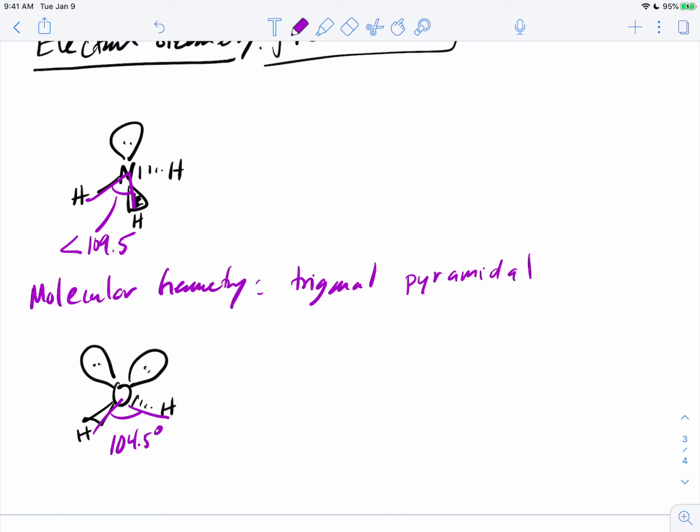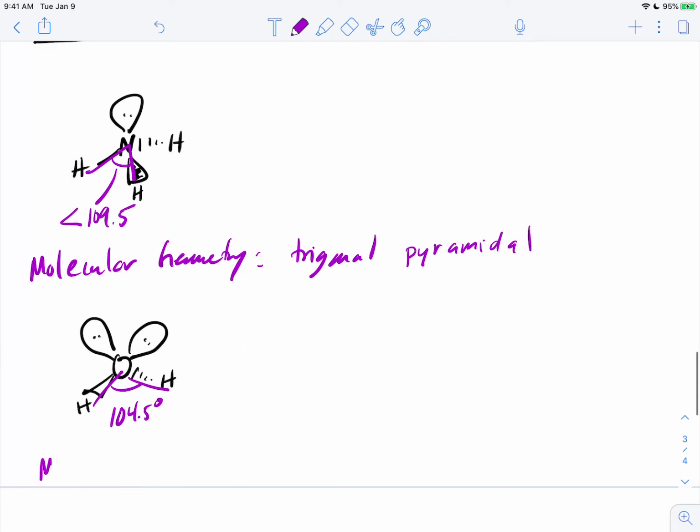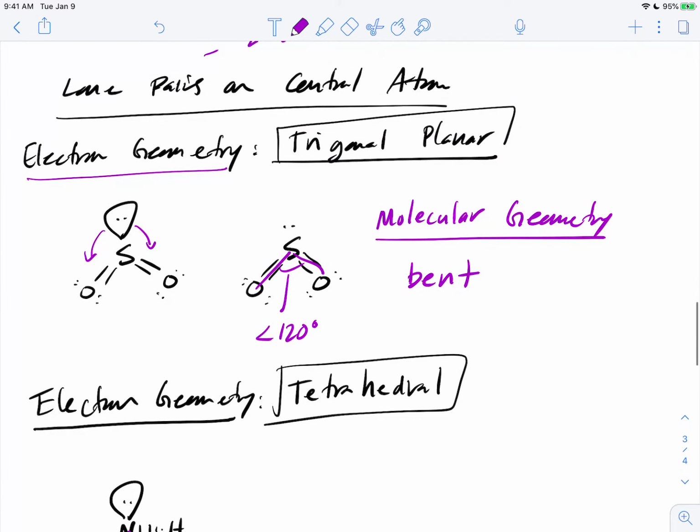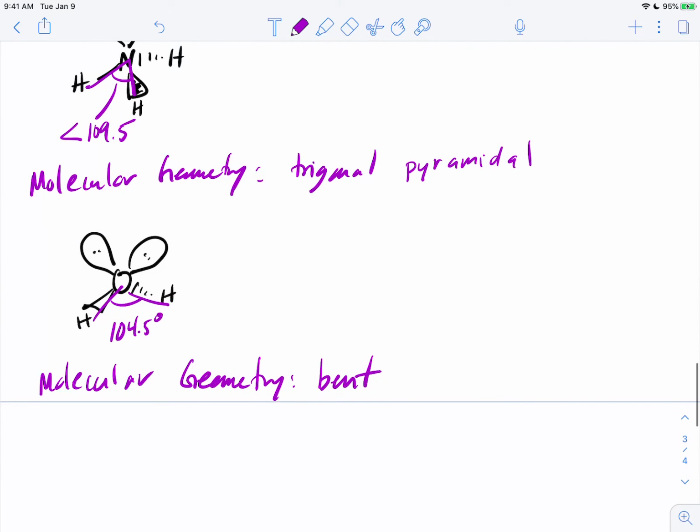And so we can go and write the molecular geometry here. The molecular geometry is going to be also bent. So we have two molecular geometries that have the same name, both for this SO2 molecule as well as for the water. Bent's not a very technical name anyway, but that's what it is.